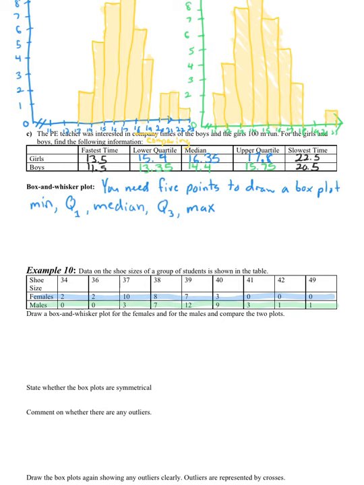All right, so the data for shoe sizes of a group of students is shown in the table. So first thing we want to do is find out how many of each type there are. So like females, how many total participants are there? So we say there's 2, 4, 14, plus 8, 22, plus 7, 29, plus 3, 32. So there's 32 females total. Okay, that's the first thing we want to do for identifying these points.